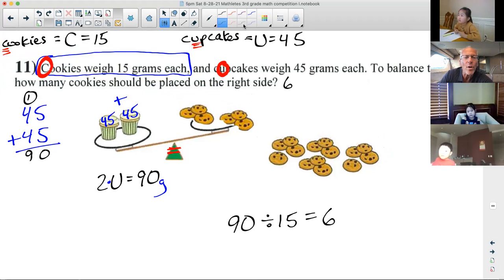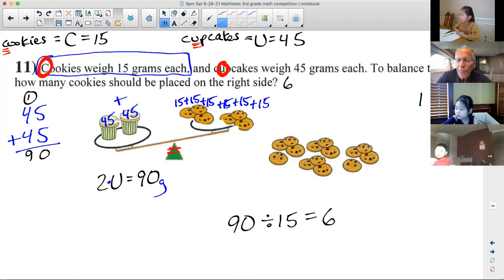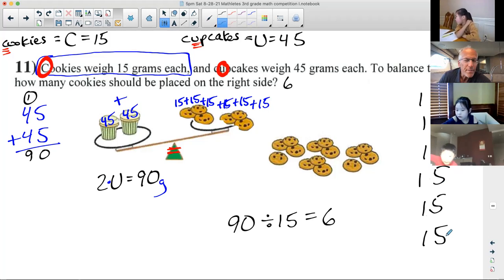Now, remember, each one of the cookies is 15 grams. So 15 plus 15 plus 15 plus 15 plus 15 plus 15 more. So if we write out 15 6 times, everybody look at what we have. 15 times 6.